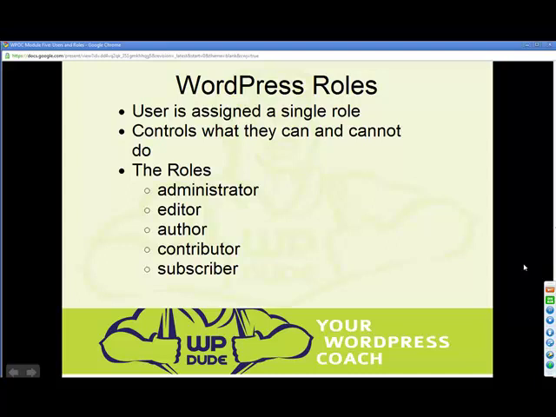Moving on to WordPress roles. A user is assigned to a single role. It can only be one role at any one time. And what the role does is it controls what they can and cannot do on a WordPress site. So there are 5 roles. From the top with the most permission down to the bottom, they go administrator, editor, author, contributor, and lastly subscriber. I'm going to take you through all those roles in detail now.